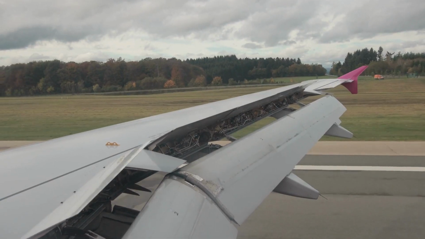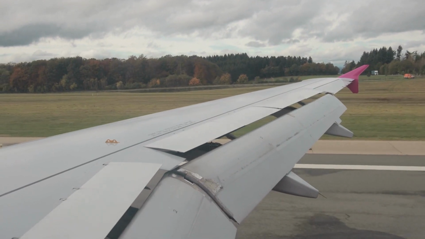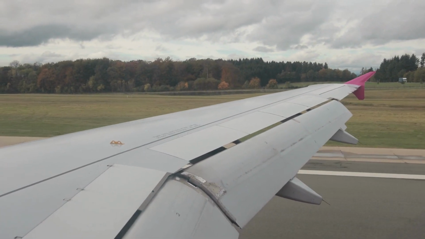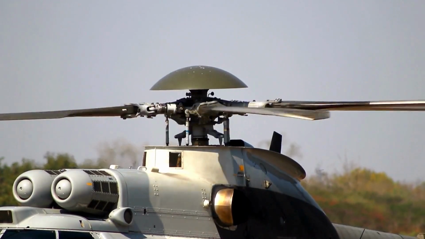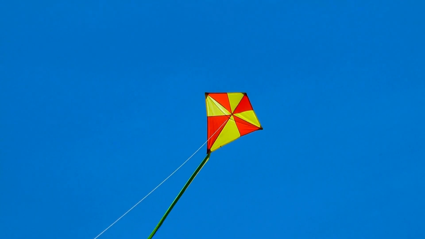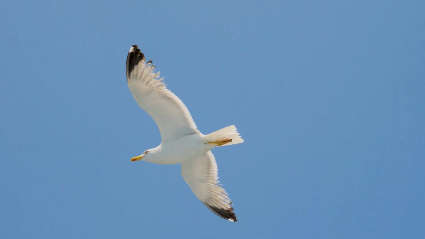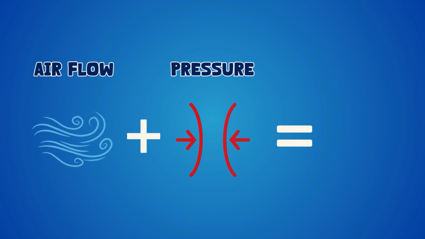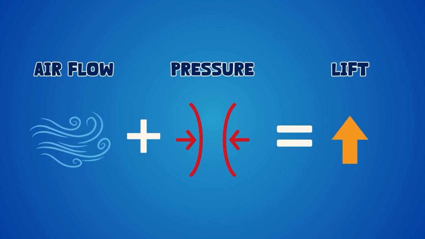Using curves in the wings on an airplane to change air pressure is a trick used on many aircraft. Helicopter rotor blades use this trick. Lift for kites also comes from a curved shape. Even birds have specially shaped wings to help them fly. With airflow plus pressure, we can create lift for an airplane.